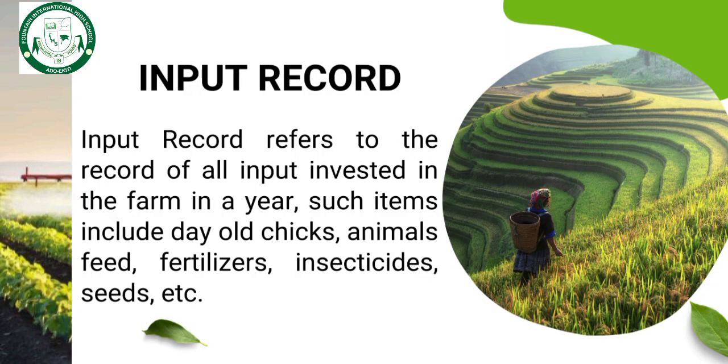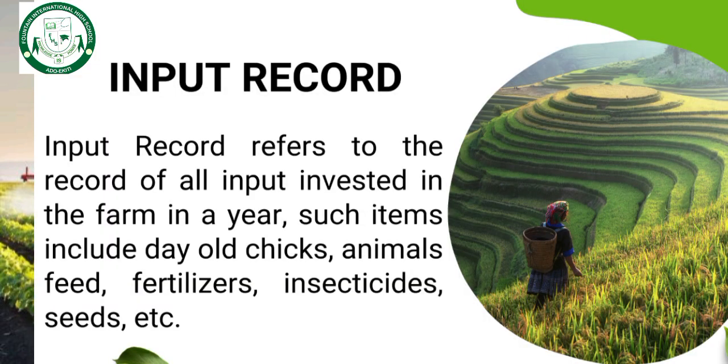Then the second record is the input record. Input record refers to the record of all inputs invested in the farm in a year. So for this input record, everything that you introduce into your farm, just like the word input, the things you bring to your farm for one thing or the other, must be recorded in this input record. For instance, animal feed, fertilizer, insecticide, seed, everything must be included in the input record.